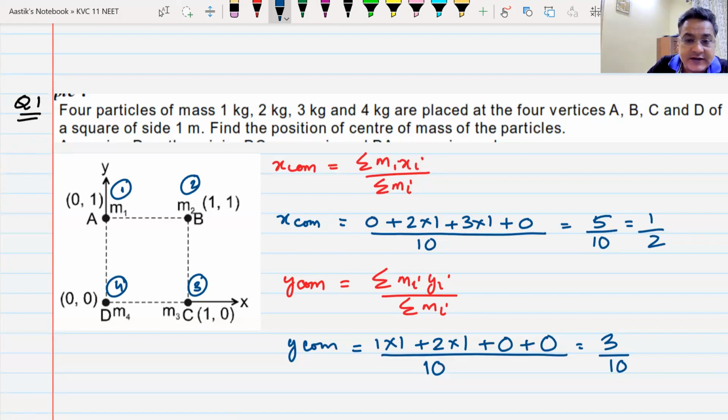And the next heading is collision or impact. So we'll write the next heading, collision or impact. Anyone knows collision or impact?